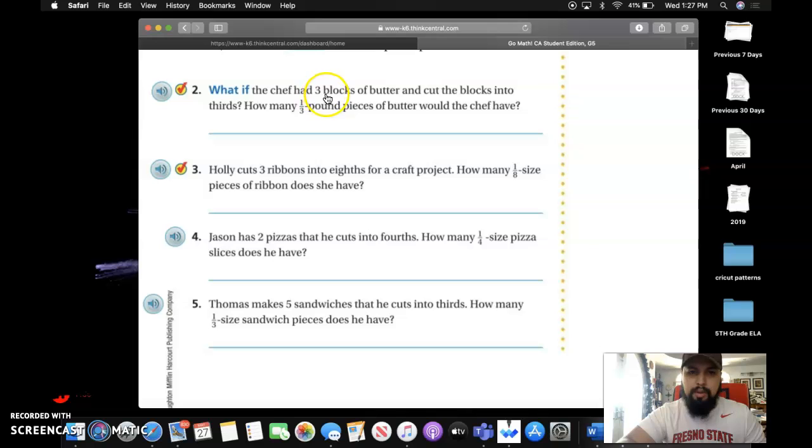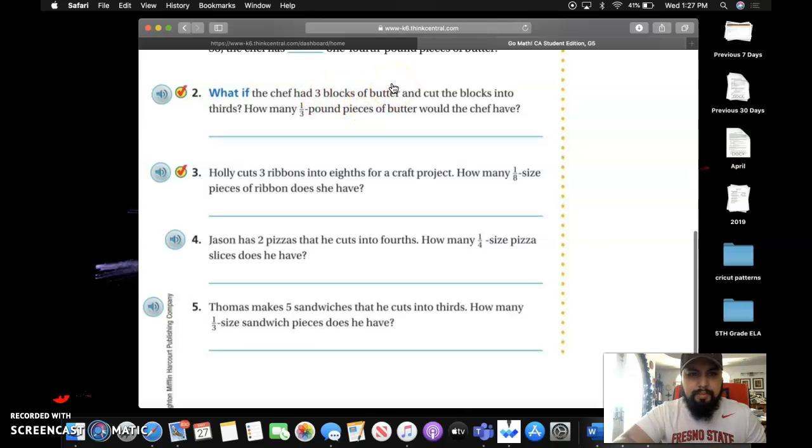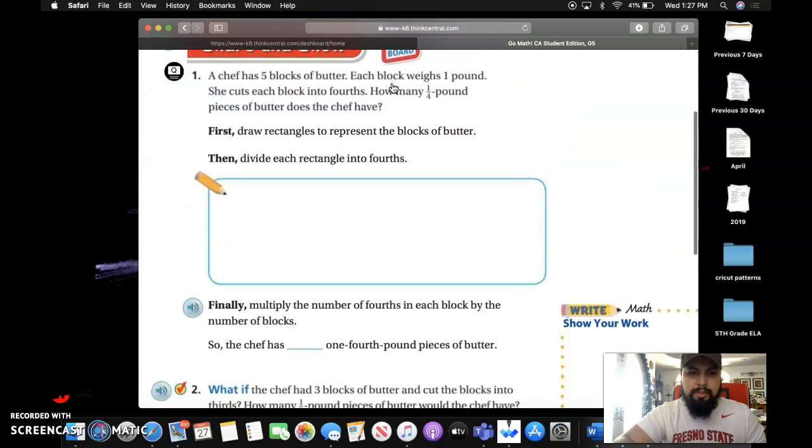So like number 2, 3 blocks of butter. Or actually, that one's building off of this one. This one's 5 blocks of butter, each is a pound, so there's 5 pounds total, right? How many 1/4 pounds does the chef have? 1/4. Well, cut each one into quarters. They're giving you this whole space here to draw it out and then divide into fourths.